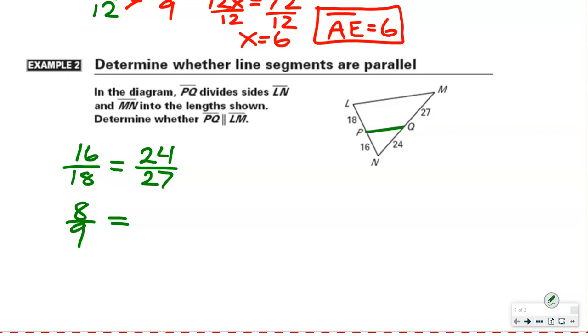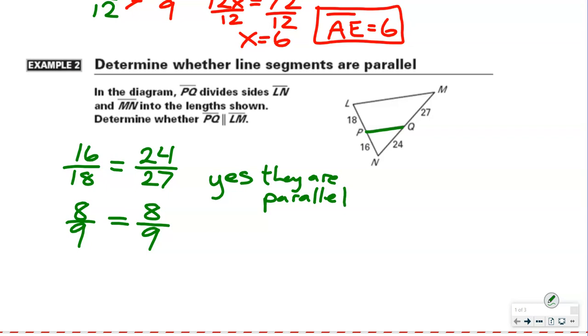Greatest common factor of 24 and 27 is 3. So 24 divided by 3 is 8. 27 divided by 3 is 9. So yes, because they're equal, the proportion is equal, they are parallel. Yes, they are parallel.